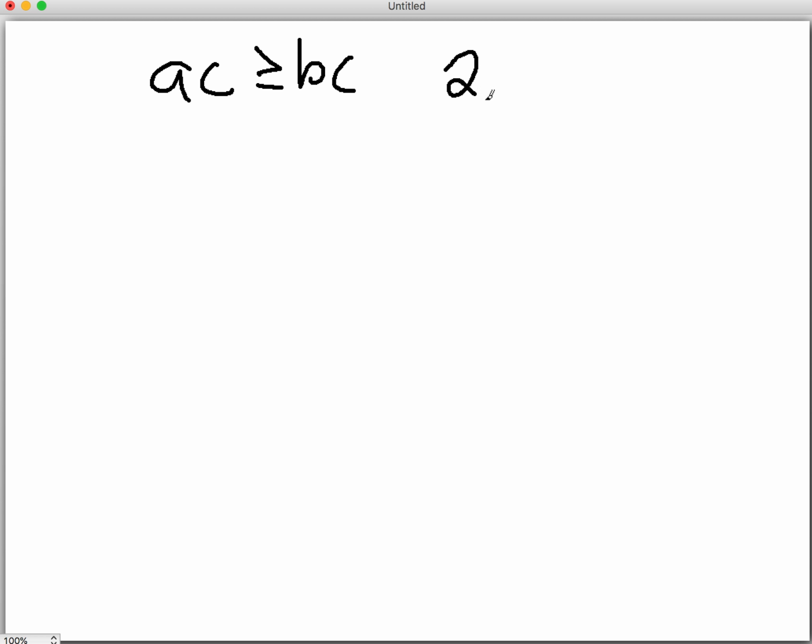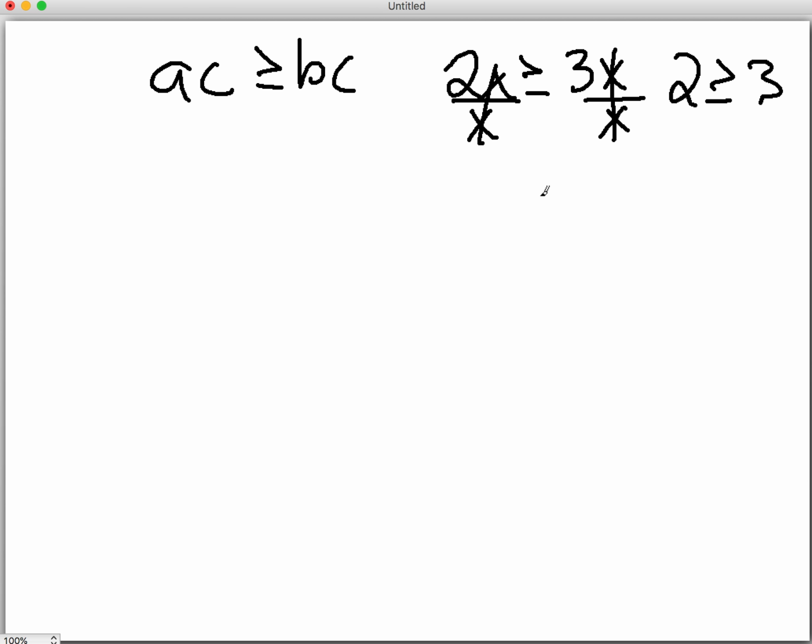So it's possible that C could be a variable. And if I divide both sides by a variable, I lose my solution, right? I get 2 is greater than or equal to 3. This is the same mistake as when we had a squared was greater than a. I can't divide both sides by a because, again, you're losing a solution.